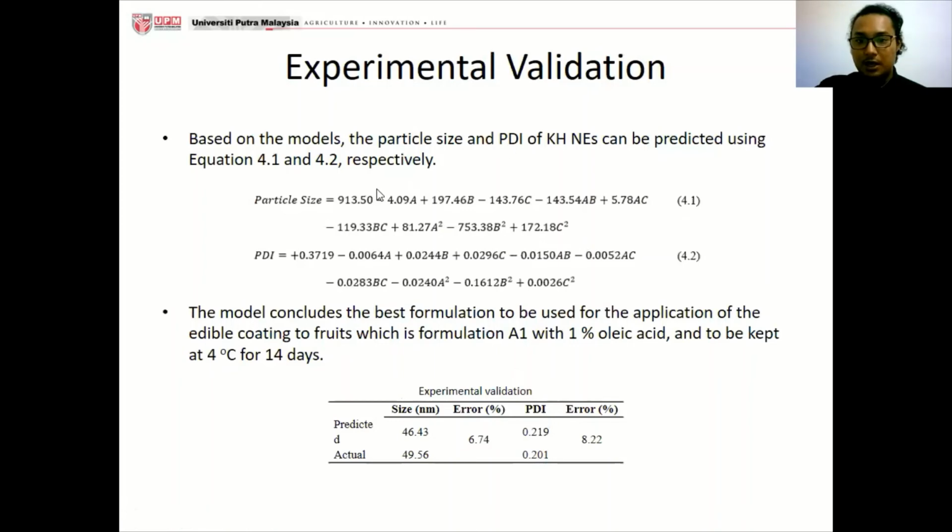Next, the experimental validation. This is what I get from the RSM. After I have got this formulation, I make the experimental validation. I get the percentage error is less than 10%, which is very good. For this experimental validation, it confirms that the formulation of A1 is the best among the three formulations, which is for 1% of oleic acid, and kept at 4 degrees Celsius for 14 days.